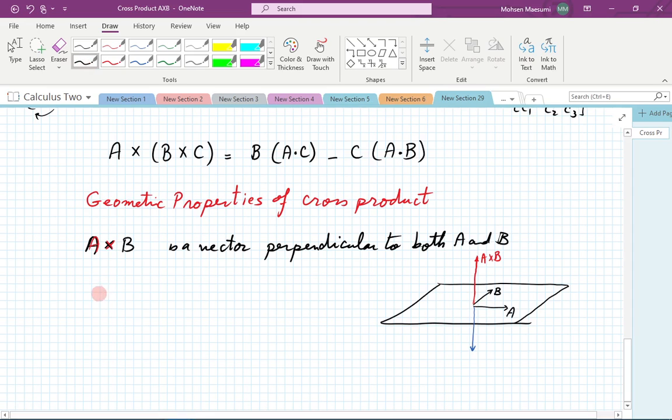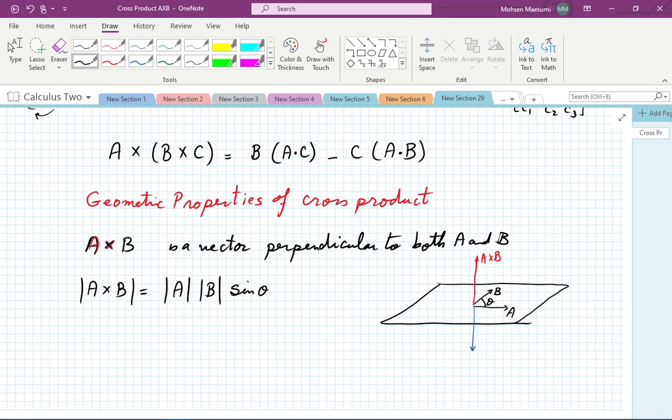Another thing about the cross product is that the length of A cross B is equal to the length of A times the length of B times the sine of the angle between the two of them, again this angle that we have here. That is also something we can show by doing a little bit of algebra, and I'm going to leave it to you to read it in the textbook itself.